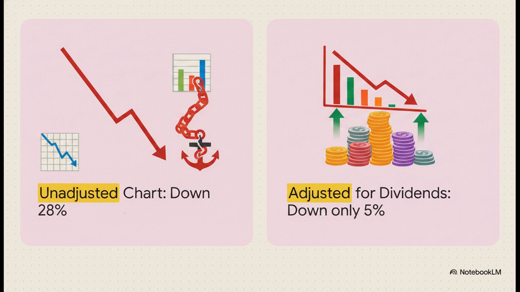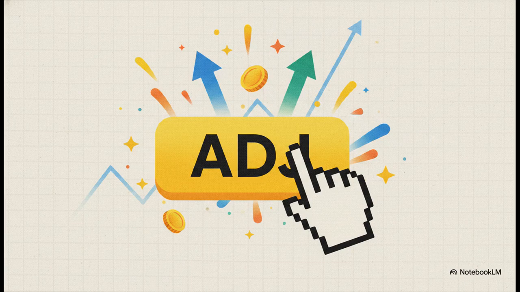When you factor in all the dividends you collected along that 5-year journey, you're actually only down 5%. That completely changes the psychological impact of holding that stock, doesn't it? So how do you see this reality on your screen? It's right there at the very bottom of your chart.